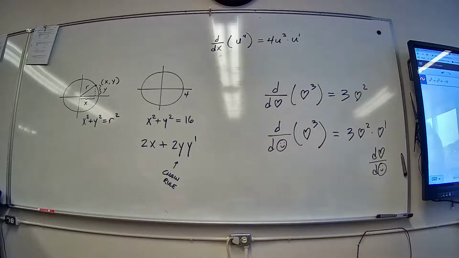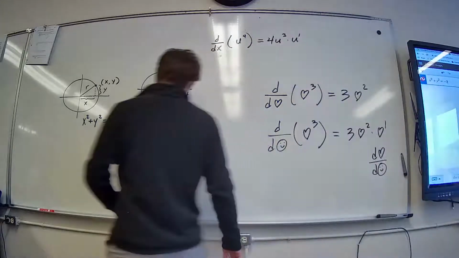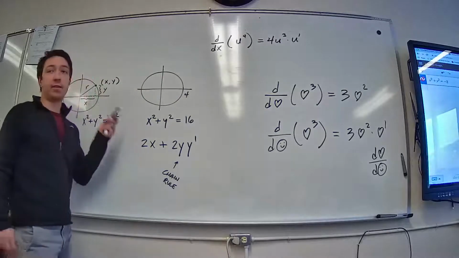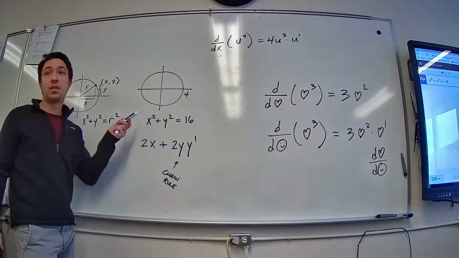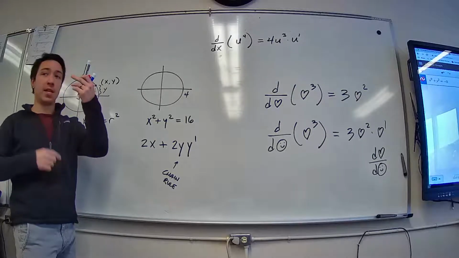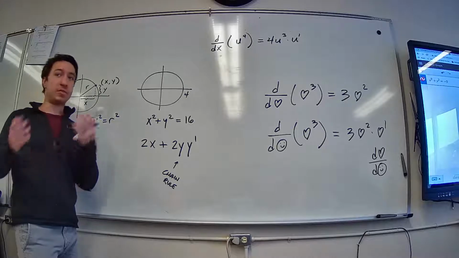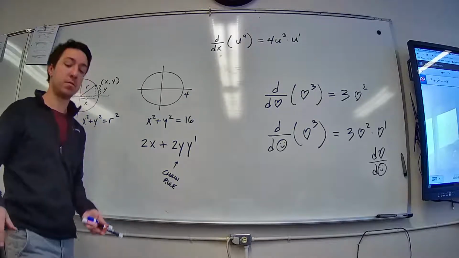Going the opposite way, would it be 2x times x prime, then 2y plus 2y, correct? Yeah, if you wanted to take the derivative with respect to y, it would effectively flip everything over. Then you'd be talking about dx over dy, which would be the reciprocal of your slope.